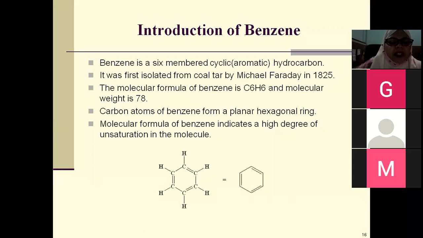उसके बारे में अगर पूछे तो क्या क्या लिखेंगे आप? उसका स्ट्रक्चर बनाएंगे. वो 6 मेंबर्ड रिंग है, एरोमेटिक है, साइक्लिक है, अनसैचुरेटेड है, उसके अंदर डबल बॉन्ड्स प्रेजेंट हैं, अल्टरनेट सिंगल एंड डबल बॉन्ड. इसका मॉलिक्यूलर फॉर्मूला C6H6 है, मॉलिक्यूलर वेट 78 है. ओके, कार्बन एटम ऑफ बेंजीन, benzene is having planar structure, that means flat structure. So all these introduction you will write about the benzene. Okay, now we will move further.